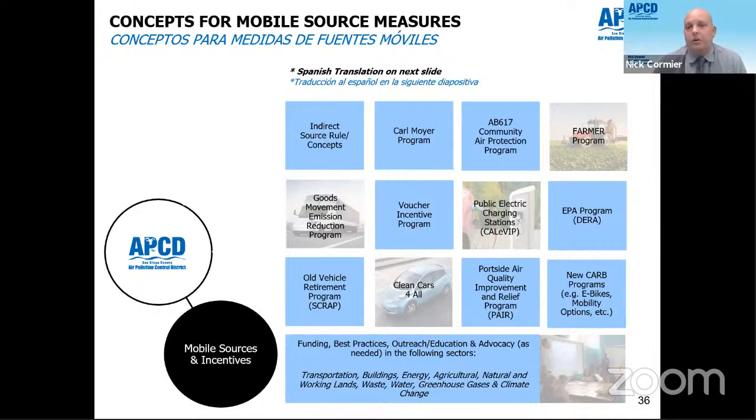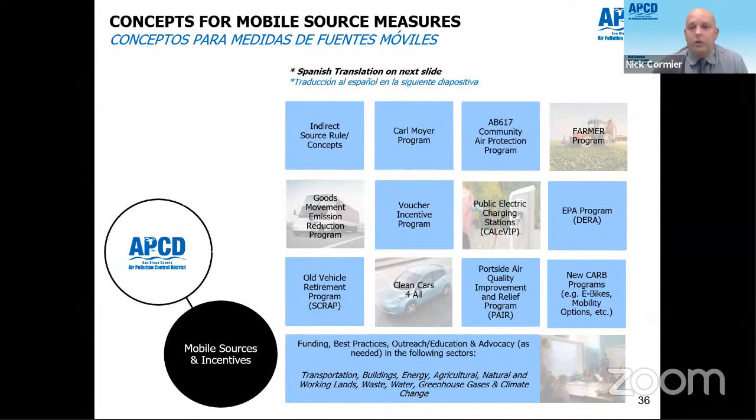Finally, in somewhat of a departure from previous RAQS updates, APCD is also considering concepts in which the district can get involved in reducing ozone pollution in non-traditional ways, but still within our regulatory authority. This could include looking at ways in which APCD could provide additional incentive funding, develop best practices documents, conduct additional outreach or education, or get involved in an advocacy role in different sectors.